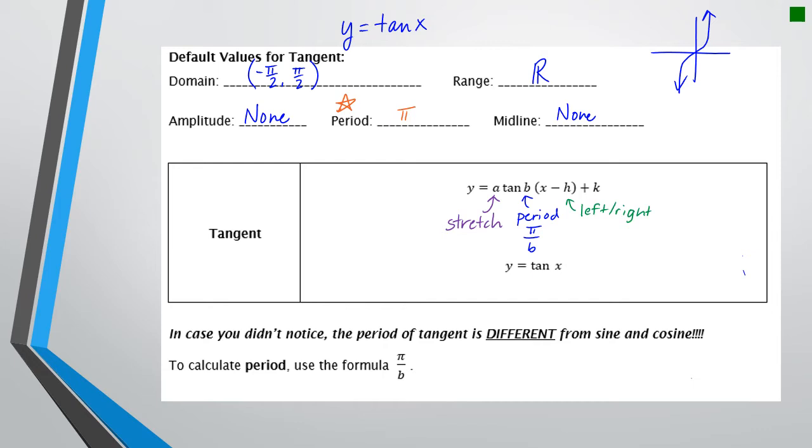And then your k number, even though we don't have a midline, it still can shift your graph up and down. So it can take those 3 points that we plot and shift them up and down, but there's never going to be a midline that cuts it in half like we drew in with sine and cosine. So at the bottom here it says, in case you didn't notice, the period of tangent is different from sine and cosine. And this formula that I wrote up there in blue, pi over b, is the new formula that you have to remember is used only for tangent.